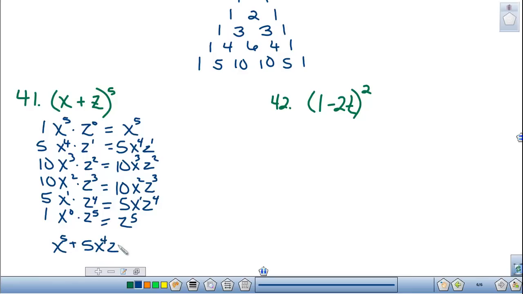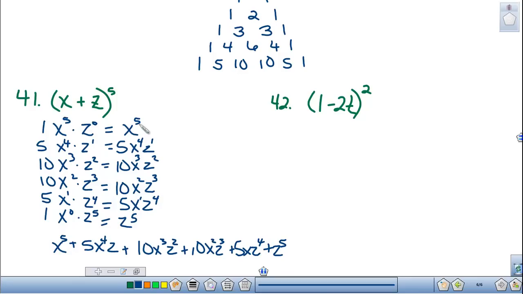So we're going to have x to the fifth plus 5x to the fourth z plus 10x cubed z squared plus 10x squared z cubed plus 5x z to the fourth plus z to the fifth. And that is your final answer. And that took very little time compared to what it would take to multiply all that out separately.